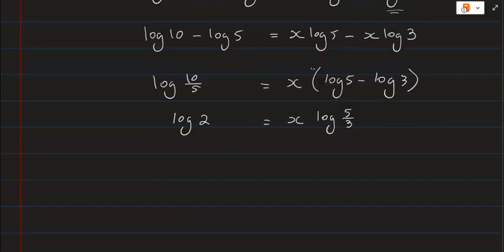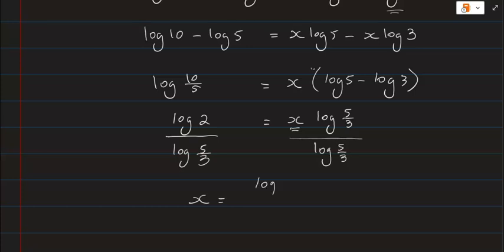Very good. Remember, we are still solving for x. Now we have to divide both sides of the equation by log of 5 divided by 3. That's the coefficient of x, even though it shows up after it, but it's supposed to be a number. So here it is. The final answer in exact form is log of 2 divided by log of 5 divided by 3.